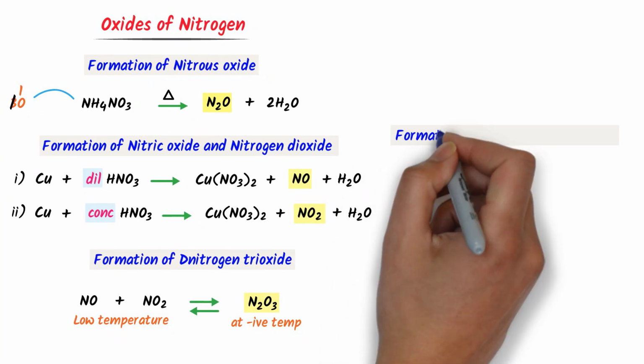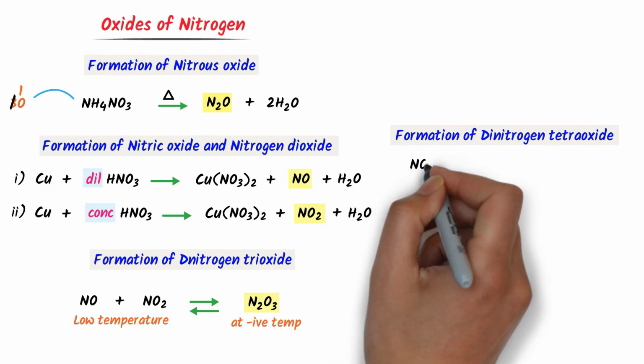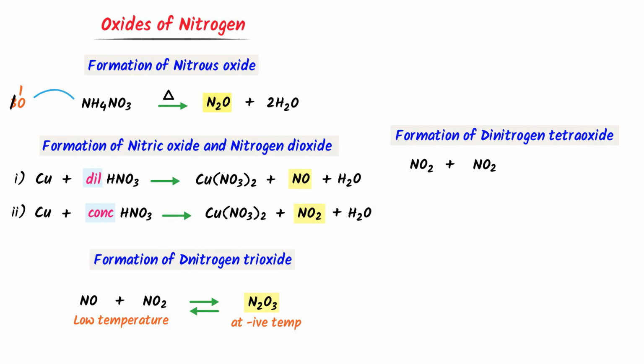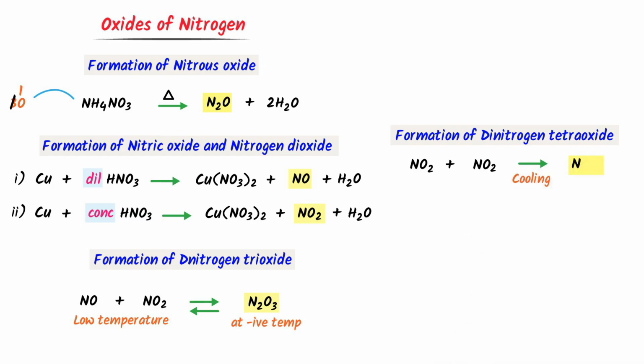The fourth reaction is formation of dinitrogen tetraoxide. We take nitrogen dioxide and nitrogen dioxide. When these both are cooled down, they form dinitrogen tetraoxide. Remember that the color of nitrogen dioxide is brown and the color of dinitrogen tetraoxide is colorless. Thus remember that when 2 molecules of nitrogen dioxide gas are cooled down, they convert to dinitrogen tetraoxide.